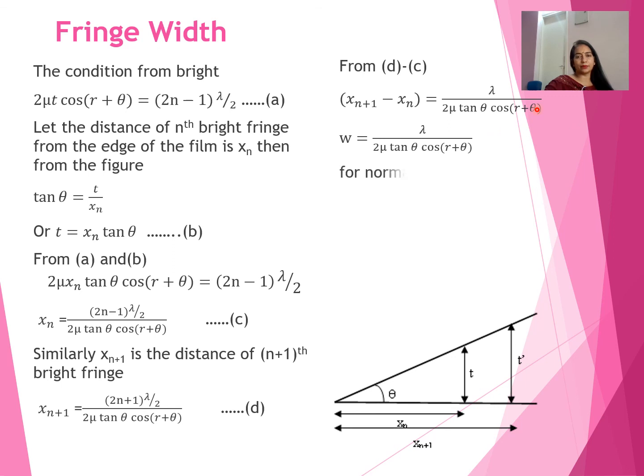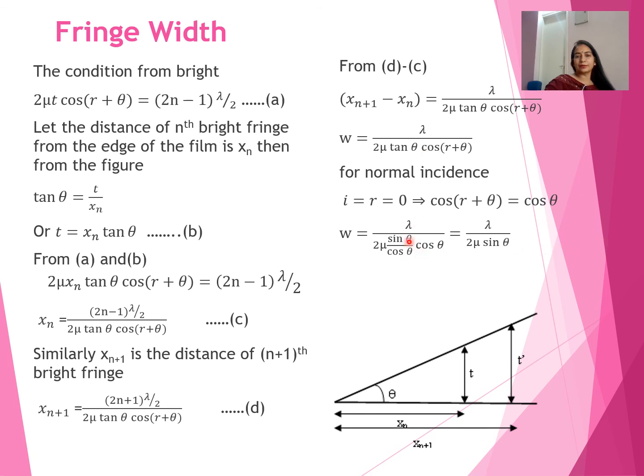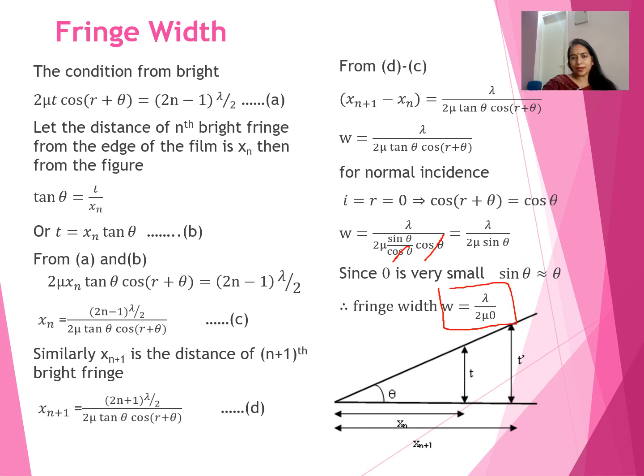Tan can be written as sine upon cos. For normal incidence, i equals 0, so r equals 0. So we have cos theta, and tan is sine upon cos, so cos cancels with cos. This term cancels out, so the width equals lambda upon 2 mu sine theta. If the wedge angle is very small, sine theta can be written as theta. So fringe width is W equals lambda upon 2 mu theta. This is also an expression for fringe width.